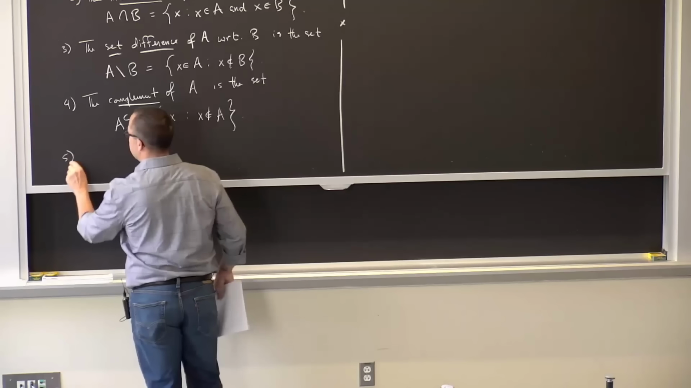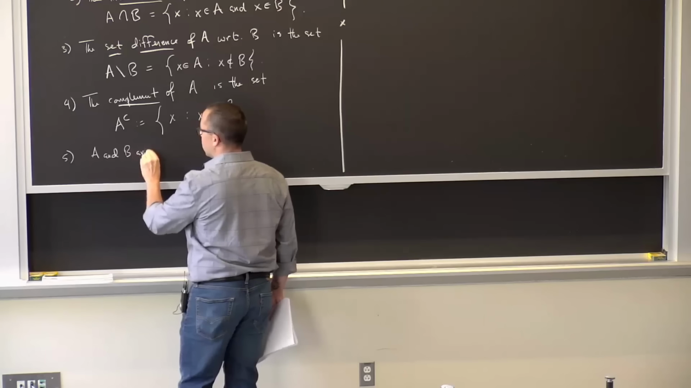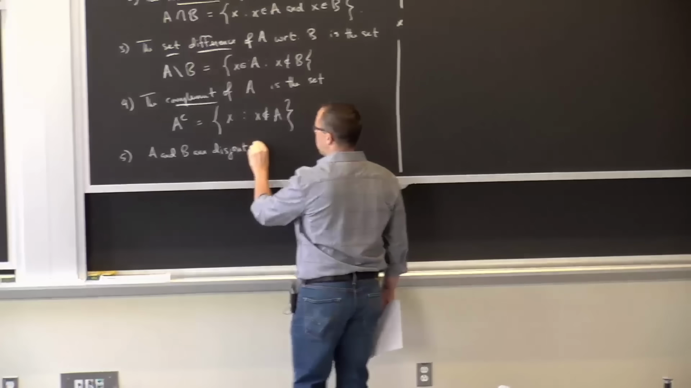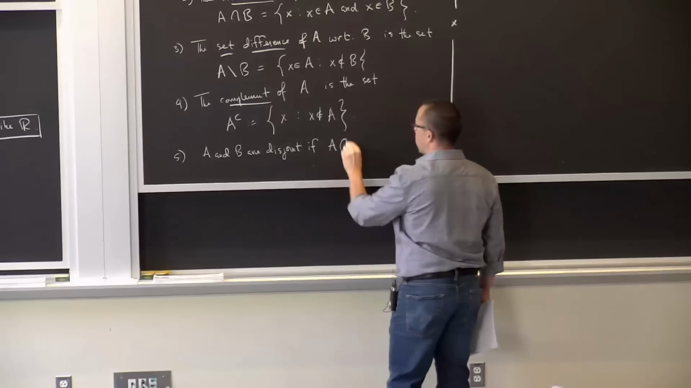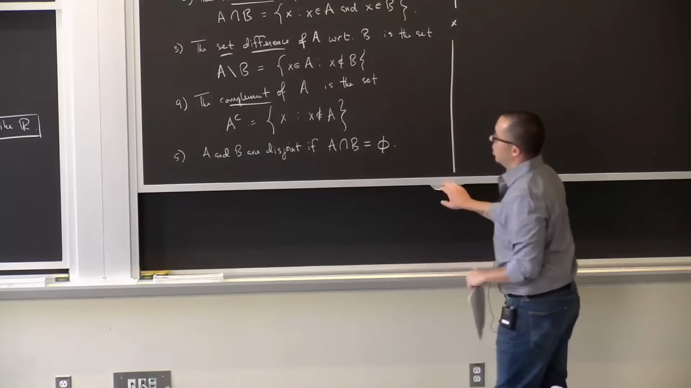Two sets are disjoint if their intersection is empty. Okay?